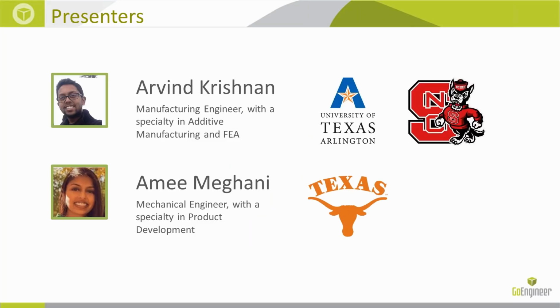My name is Amee Meghani. I'm a mechanical engineer from the University of Texas at Austin. I specialized in product development and have had 10 years of industry experience, 4 of those in injection molding plastics. Arvind is a manufacturing engineer with a specialty in additive manufacturing, and he's our simulation specialist here at GoEngineer. We are presenting from the Dallas office.